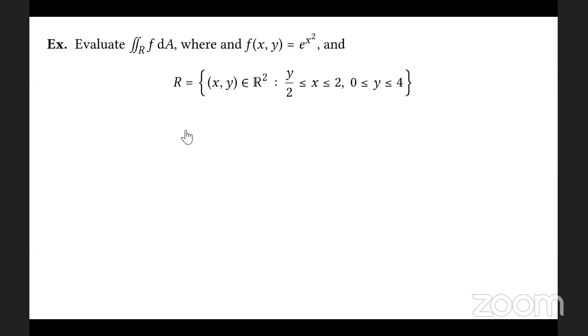So let's do an example. Evaluate this. Did I even write out parts of this? Okay, yeah, I did. Evaluate the integral of f over R, where f is e to the x squared, and R is the region in R2 where x is between y over 2 and 2, and y is between 0 and 4. So in this case, we're giving you the region in set builder notation, not a picture of the region.